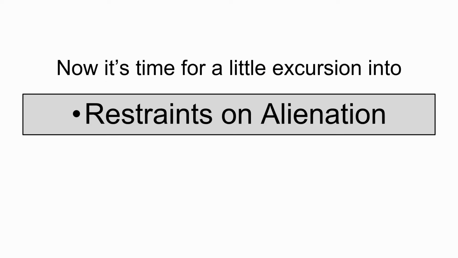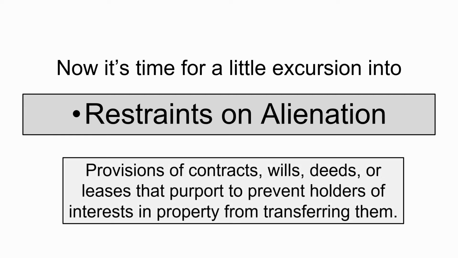Before we talk further about assignments and subleases, we need to take a little excursion into the topic of restraints on alienation. In a few minutes, you'll see why this is important. It's because many times a restriction on assignments and subleases in a lease is in fact a restraint on alienation. In general, what do we mean by restraints on alienation? We mean a provision in a contract, a will, a deed, or a lease that purports to prevent the holder of an interest in the property from transferring it. In other words, it tries to restrain the owner from alienating or transferring his or her property.